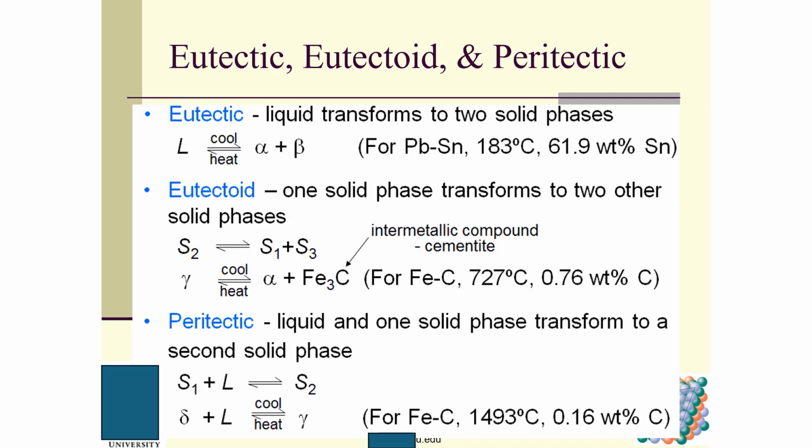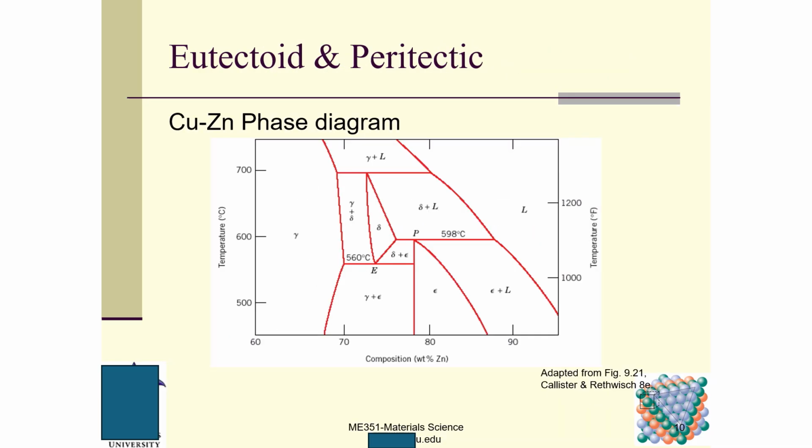Okay, I want you guys to learn these three different types of reactions and also know what they are talking about and how they are different from each other. And you should know that these reactions are associated with a specific temperature and specific composition. And so here, eutectoid and peritectic. This is the copper zinc phase diagram.